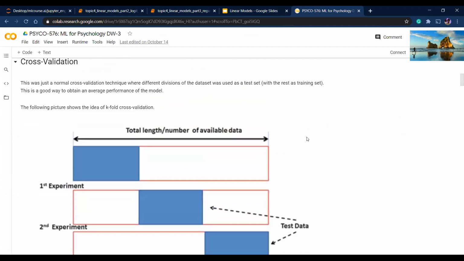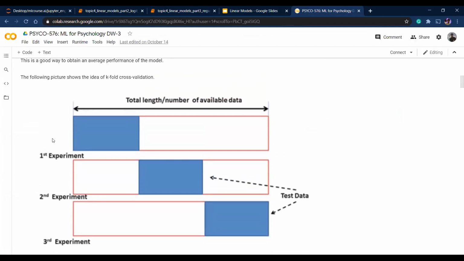So cross-validation. This is your whole data set, okay? The total number of samples are in the available data. So there are primarily two types of cross-validation. One is called the simple vanilla cross-validation or just cross-validation, and the other one is called Monte Carlo cross-validation.